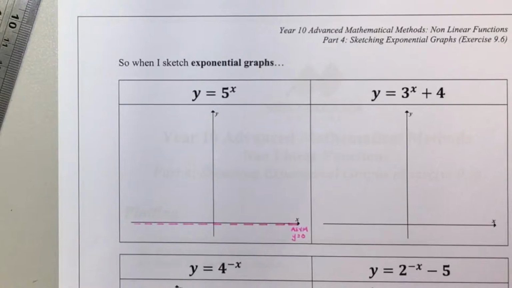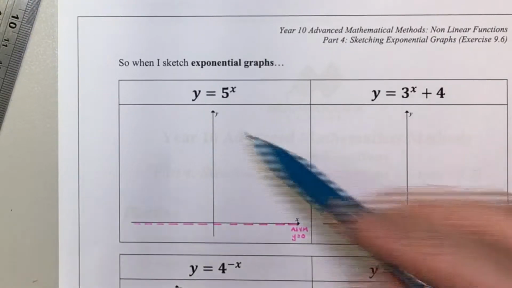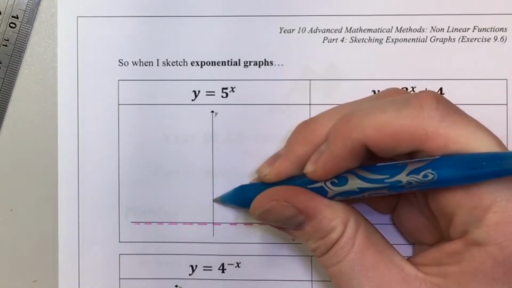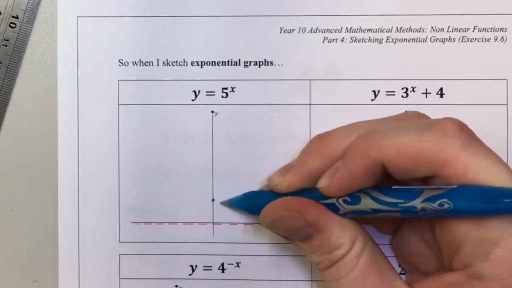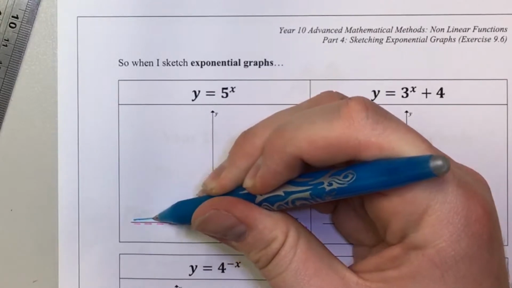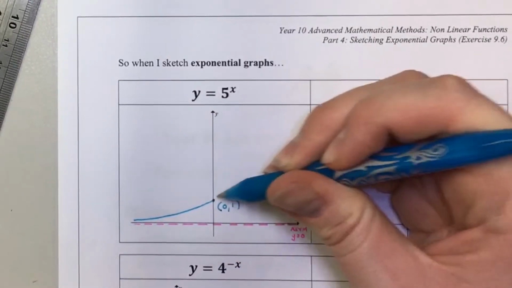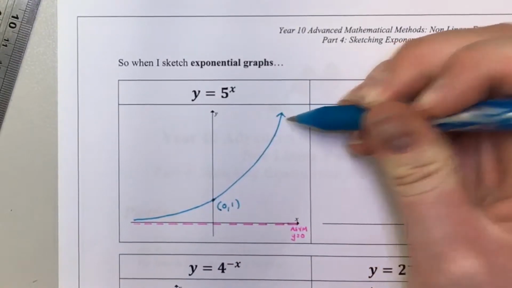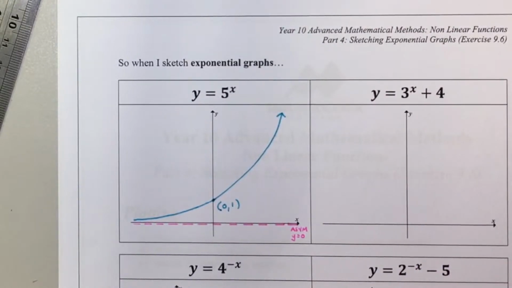What would be the y-intercept of this when x equals 0? 1. It would be 1, because anything to the power of 0 is 1, because 5 to the power of 0 is 1. So I'm just going to label it there. So it will always be a 1. Guess what? I've drawn the graph accurately. That is literally it.